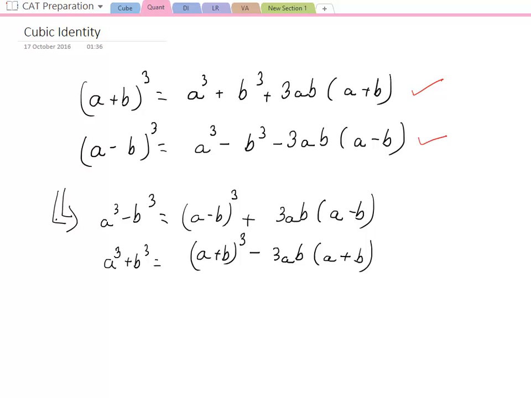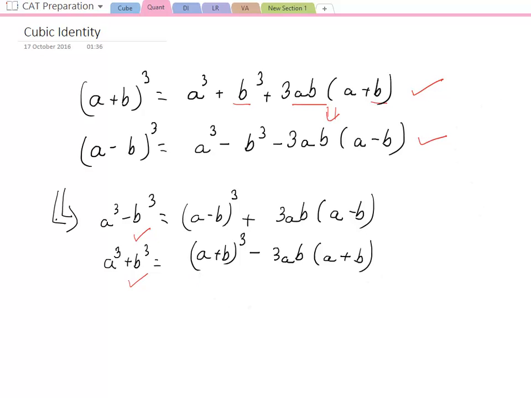So if you substitute -b in place of b, this term turns negative, this term turns negative, and this term turns negative, and then you get the expression below. So you should remember both of these formulas. You should also know that you can rewrite the formula in a separate way where you put a cube + b cube and a cube - b cube as the subject of the formula. This kind of form is useful to solve certain questions.